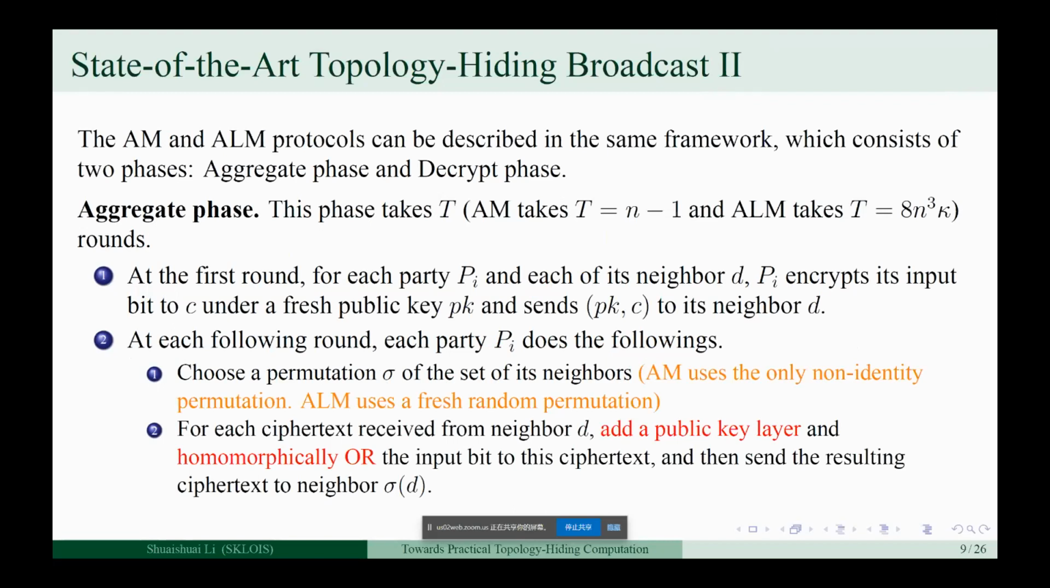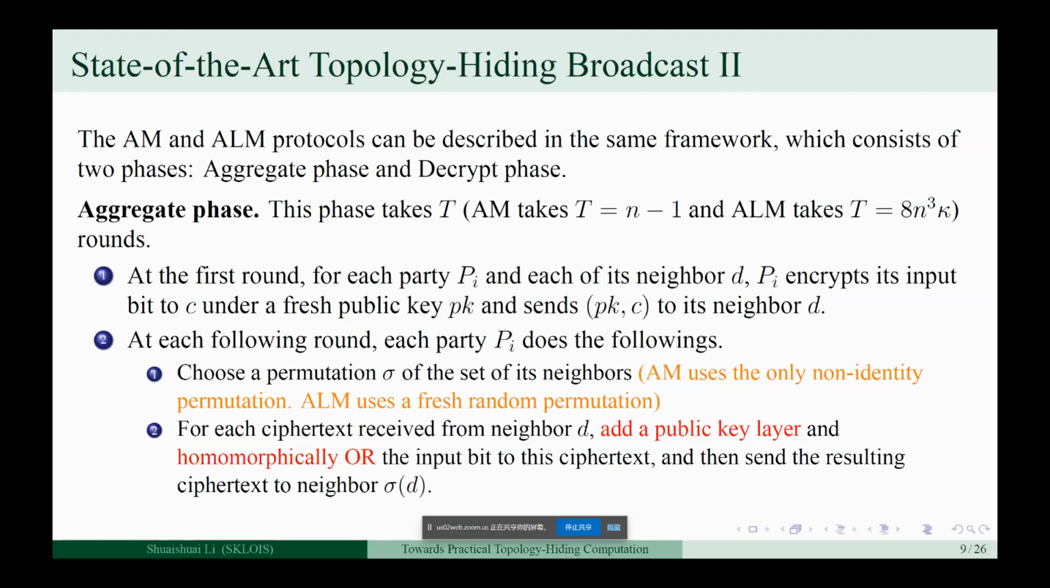The aggregate phase takes T rounds, where T equals n-1 in AM, and 8 times n to the third power times kappa in ALM. At the first round, for each party Pi and each of its neighbors Pj, Pi encrypts its input bit to c and a fresh public key pk, and sends pk and c to its neighbor Pj.